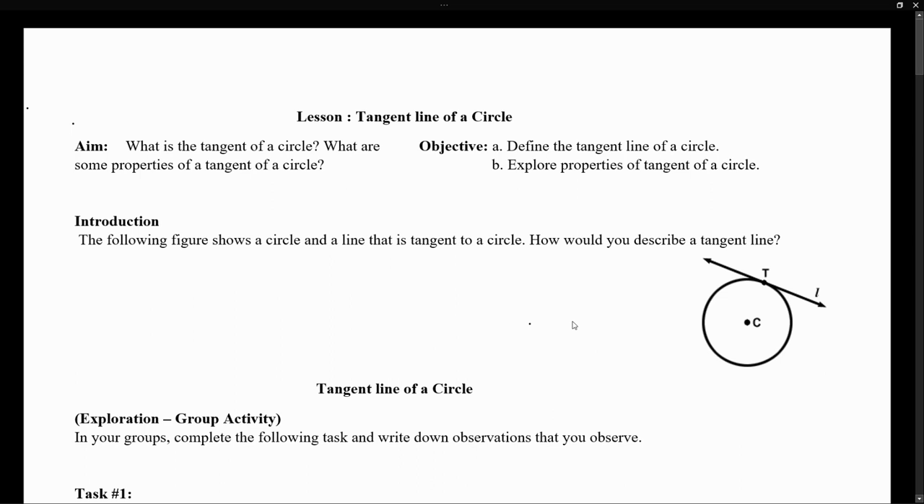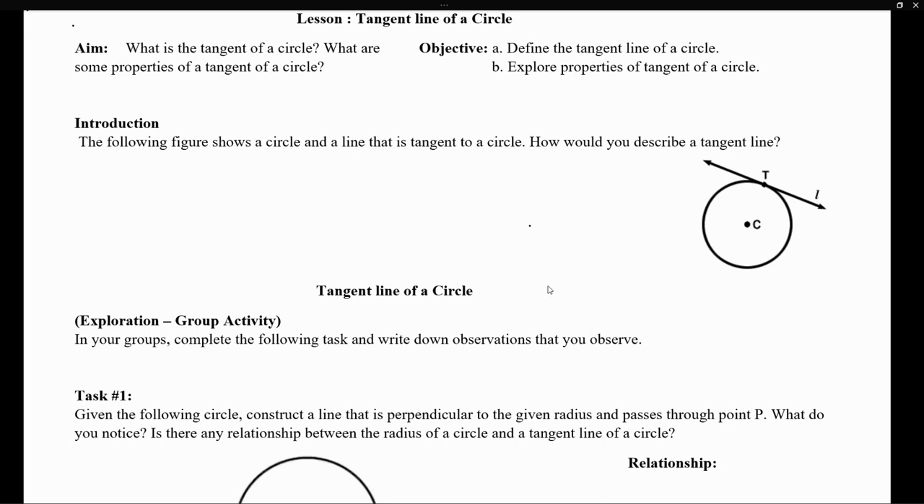In this video, we will talk about the tangent line of a circle. So let's start by looking at the following figure. It states the following figure shows a circle and a line that is tangent to a circle. So how would we describe a tangent line?